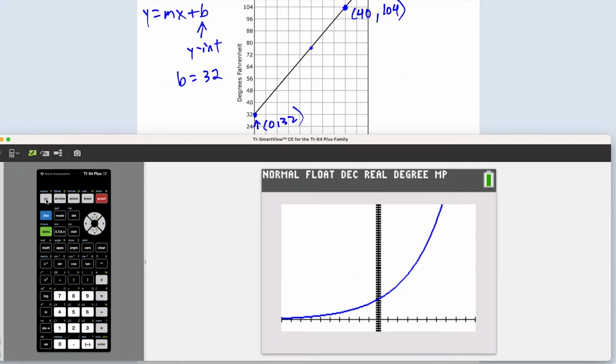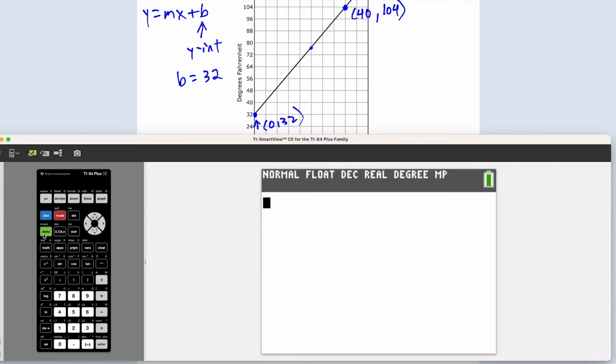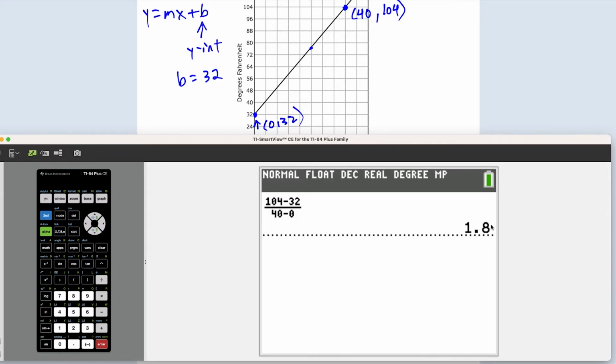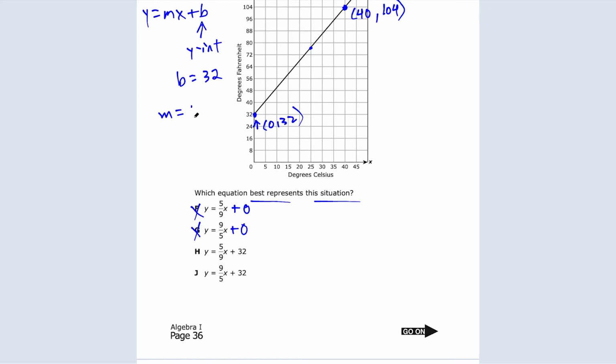So for that, we could just use a calculator. Let's go back to the main screen. We press second mode to quit this screen. And I'm going to press alpha y equals enter. And I'm going to do the difference of the y values. So I'm going to have 104 minus 32, divided by the difference of the x values. So I have 40 minus 0. We'll pretend we don't know 40 minus 0 is 40. And now this simplifies to 1.8. So that tells me the slope is going to be 1.8.